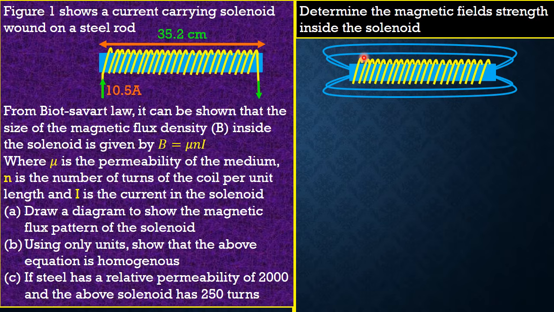Now the magnetic field, as you all know, is a vector, meaning it has a magnitude, it has a sense, it has a direction, and it has a point of application. So we need to insert the direction of this magnetic field line, and we know that it always leads from the north to the south, right?